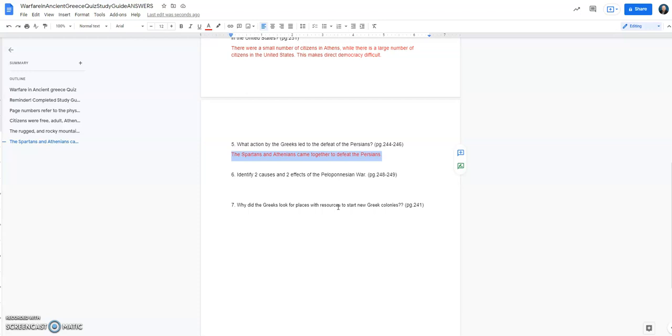the Athenians, because of their location right on the water, had a really strong navy, and Sparta was landlocked, meaning they had no access to the ocean or to water. They were really good foot soldiers. So if you put the really good navy with the really good army, that was enough to defeat the Persians.